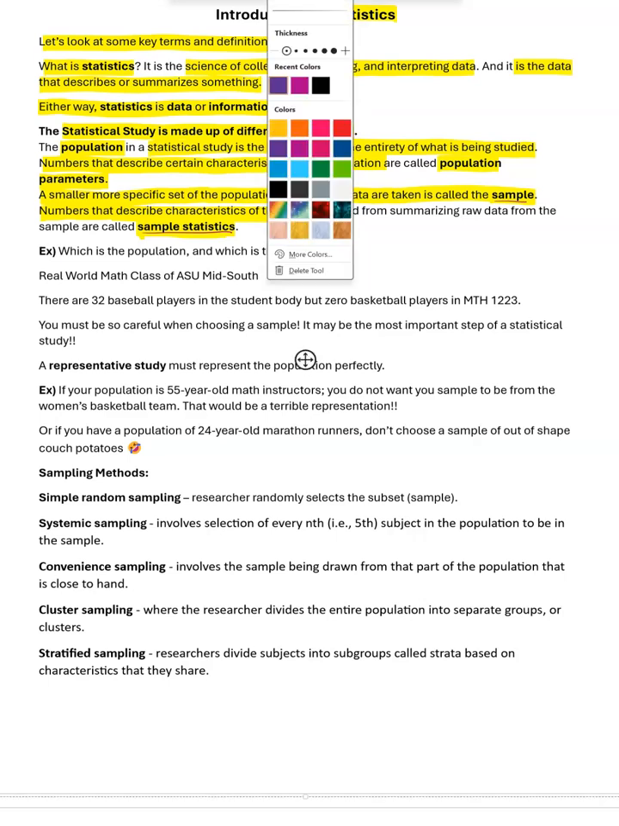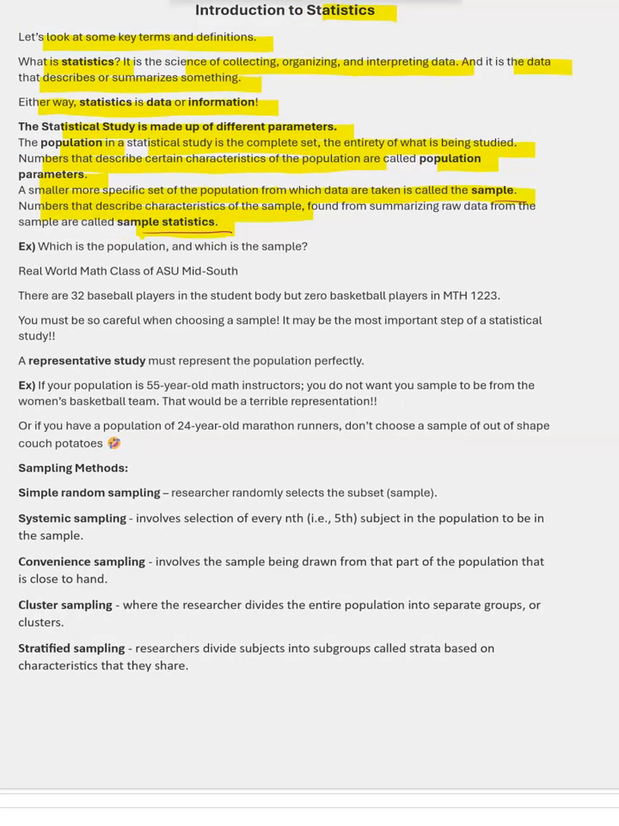And then if we talk about the numbers for the population, it's going to be called population parameters, okay? It's kind of some connections there for you guys.